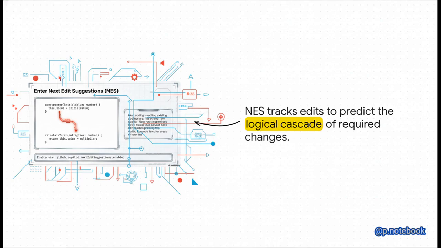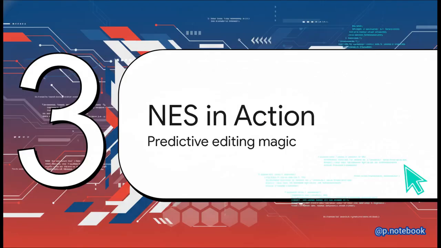It actually tracks the edits you're making and then predicts the logical cascade of changes that should happen in other parts of the file. And hey, if you want to turn this on right now, just flip that switch in the settings shown right there. Okay, that's enough theory. Let's see this thing in action.